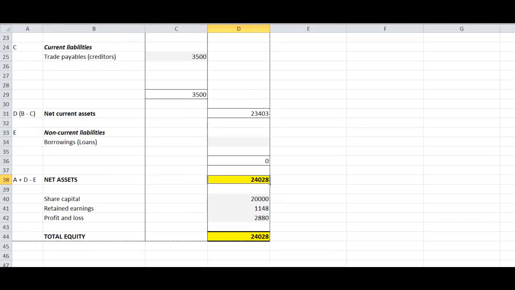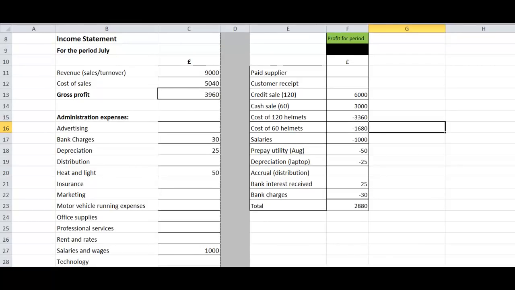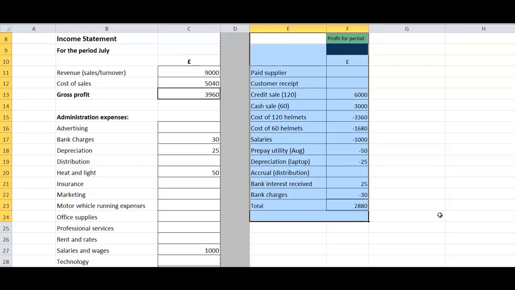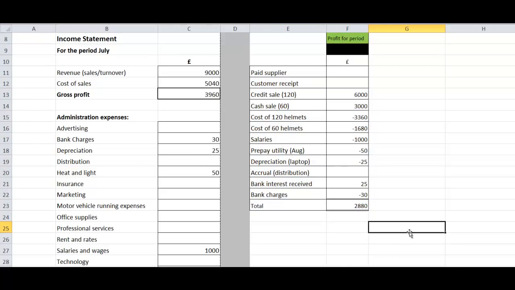Next, we go to our income statement. And here you notice on the right hand side we've got an extract of the profit for the period straight from our worksheet, so we're going to utilize that in our calculations here.